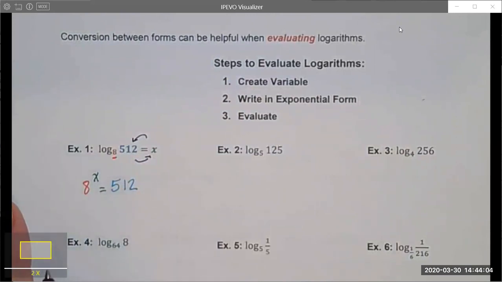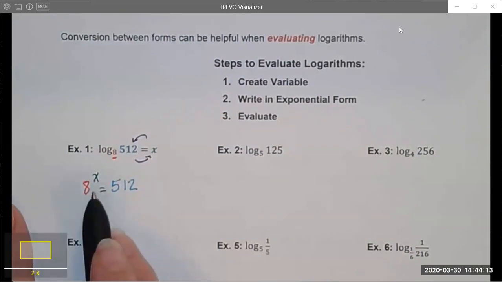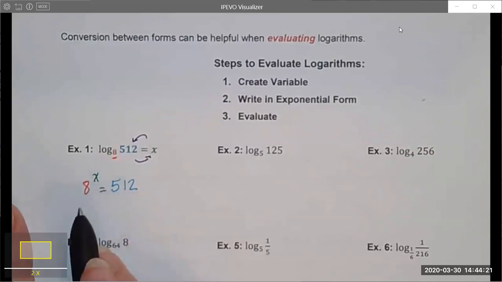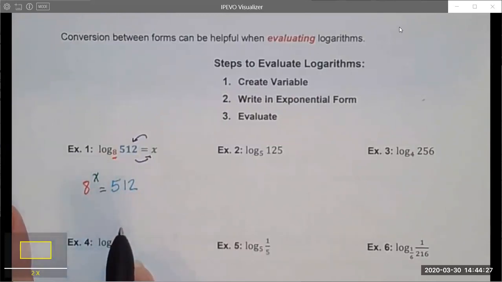If I'm using a calculator, I would put into the y equals function 8 raised to the x power. Then if you look at your table, you should be able to see all the values of x in the left-hand column, and the values of y will represent 8 to the first power, 8 to the second power, and 8 to the third power. And you can scroll down that right-hand column until you find the number 512. The x associated with that would be the answer or the evaluation of this function.